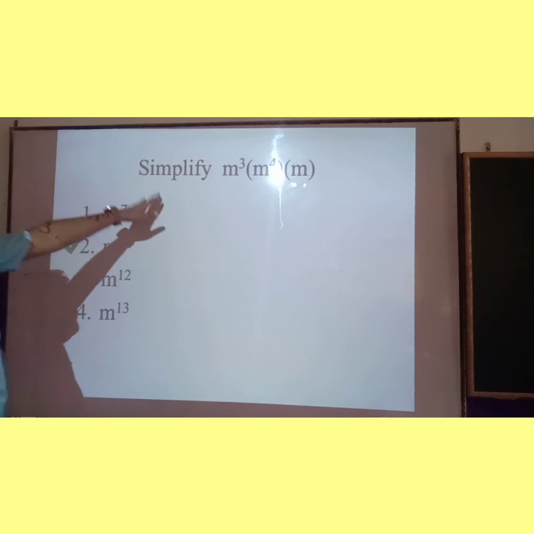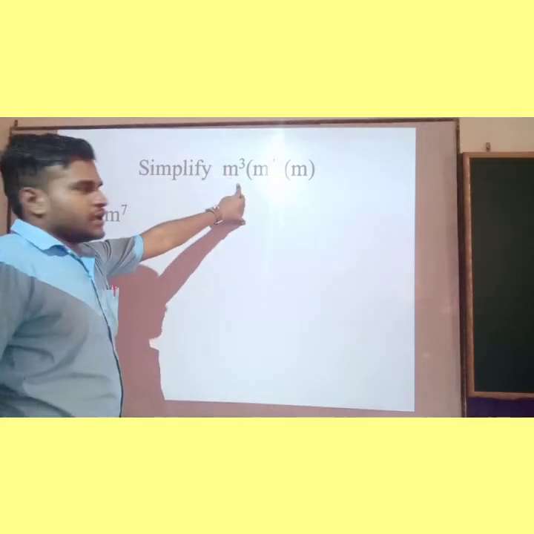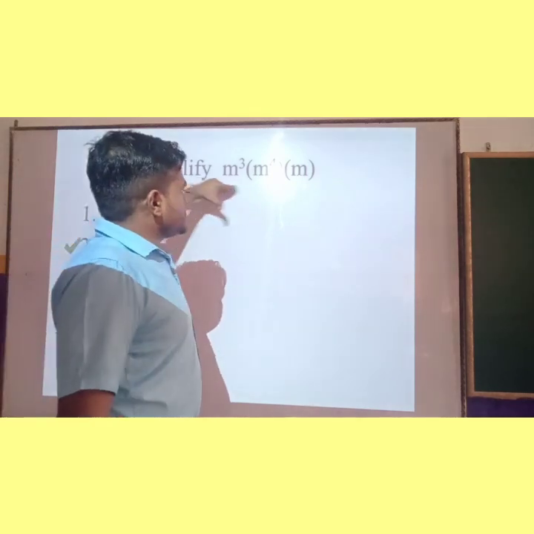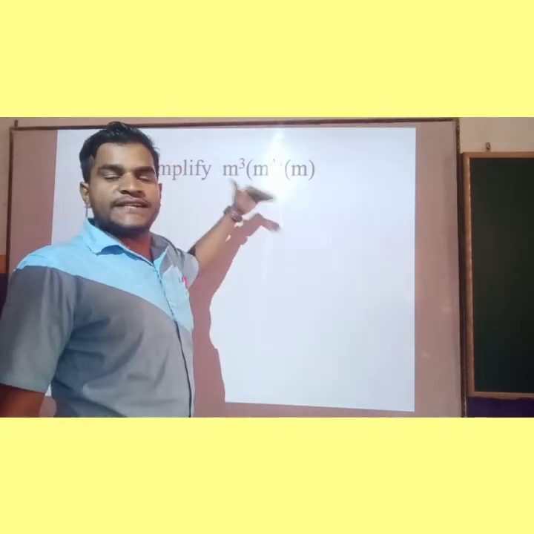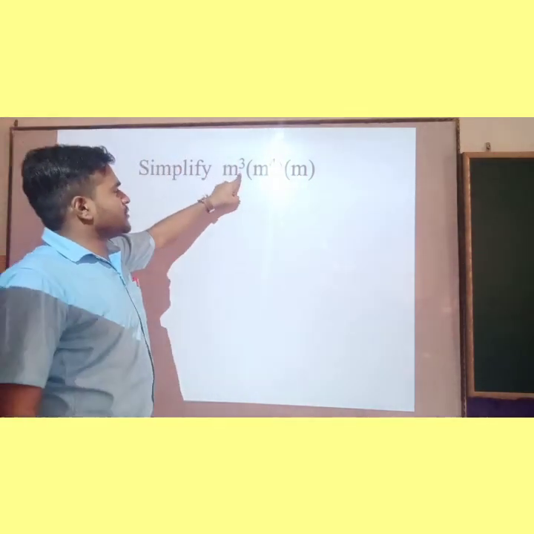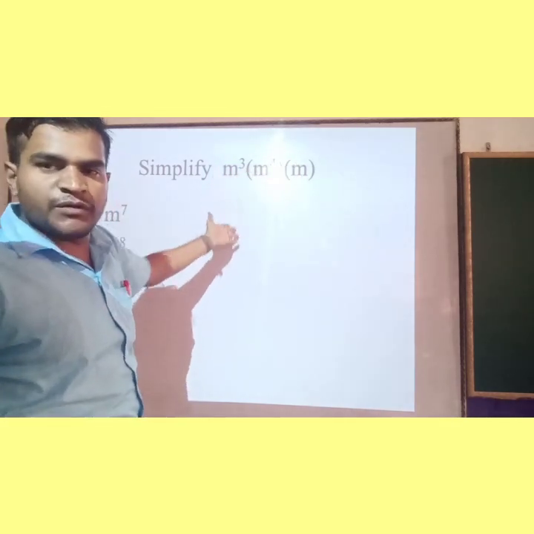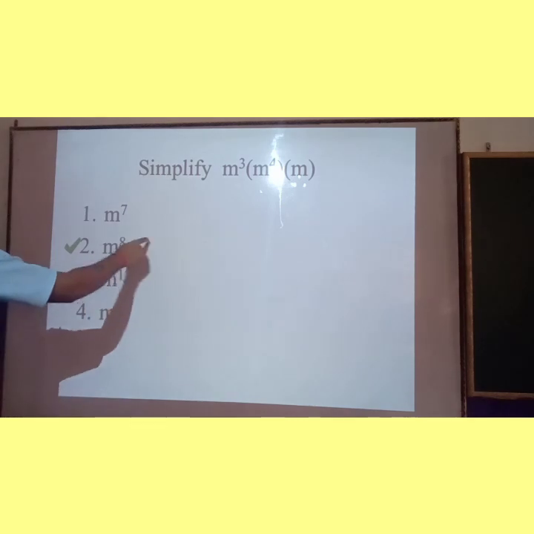Here, given simplify m cube, m power 4 and m. In these bases are same, so we will add its power. So what we will get? M power 3 plus 4 plus 1. So 3 plus 4 plus 1, that will be 8. So what is the answer? M power 8. This will be the answer.